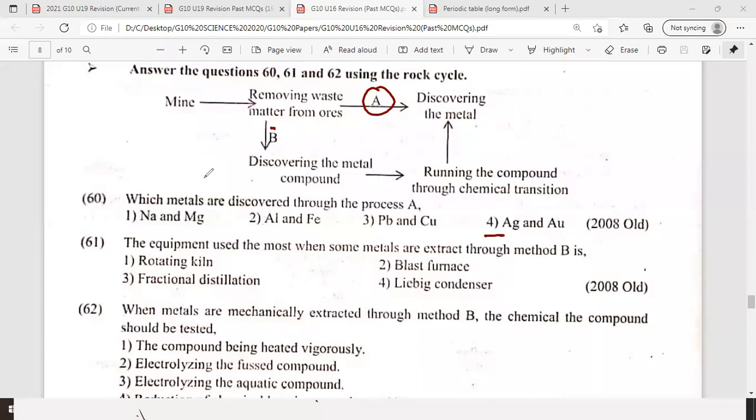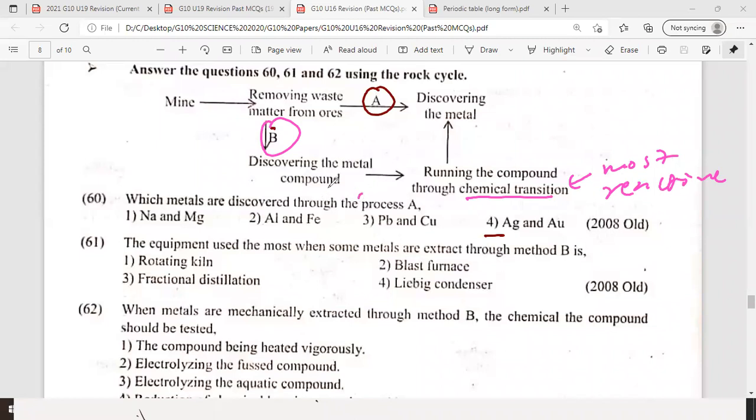Discovering of metals, there are two paths. If you are subjecting it to a chemical reaction, chemical transition, then that is process B. Please write most reactive metal. For the most reactive metal, you need chemical transition, like one of the best examples, iron extraction. Iron extraction, you have to do a chemical reaction, right? Blast furnace, there are so many reactions.